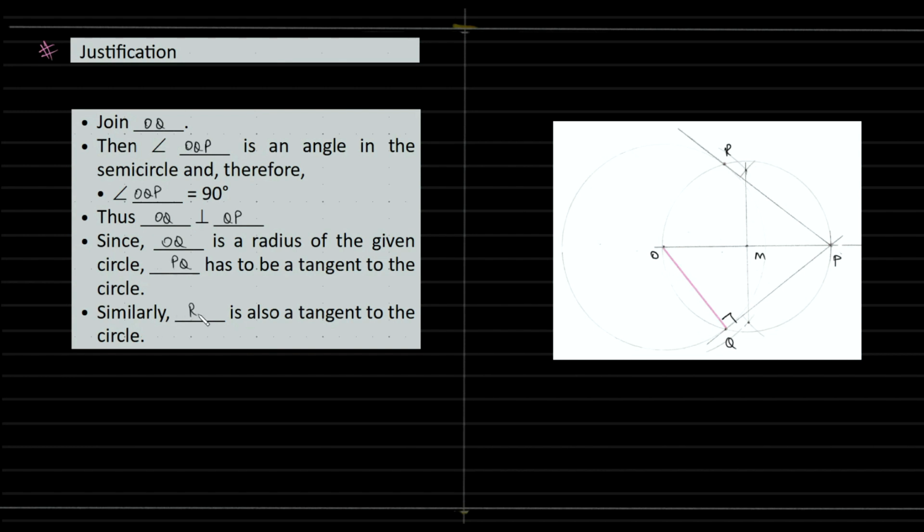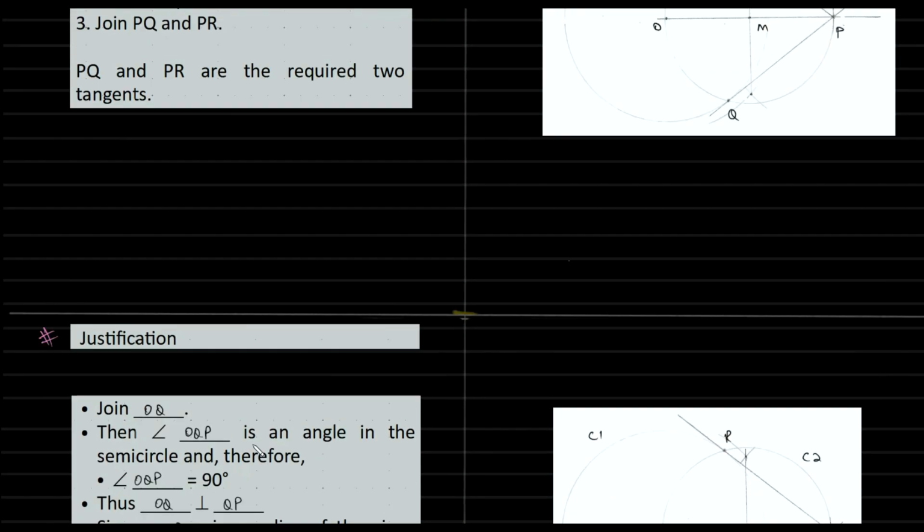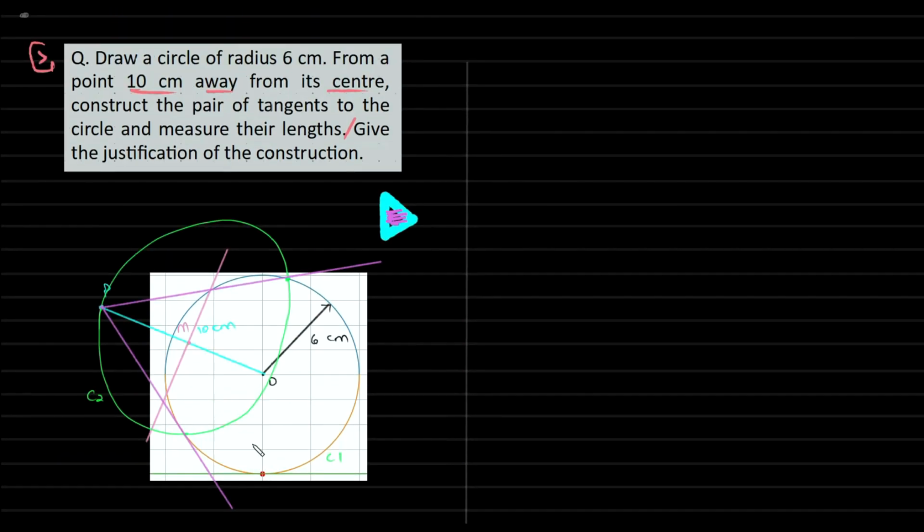Similarly, PR is also a tangent to the circle. This is circle 1 and that's circle 2. Remember, it's kind of confusing deciding on which is the actual circle. The center is this, so this is the circle and tangent is drawn to the circle. The scan is a bit dull, so not able to make out, but yes, it's there, is it not? Right? So please have a look at the question.